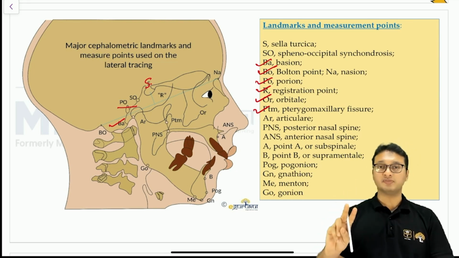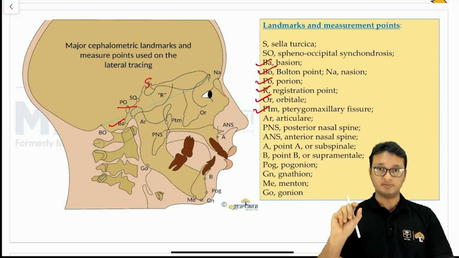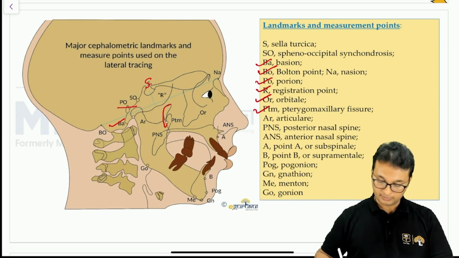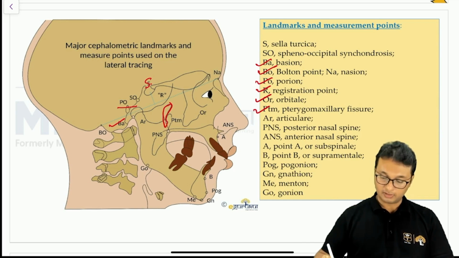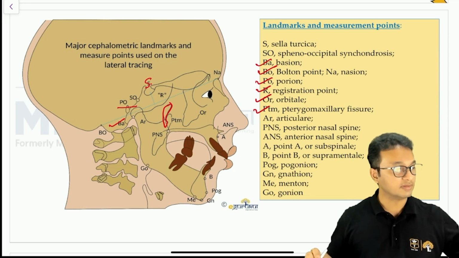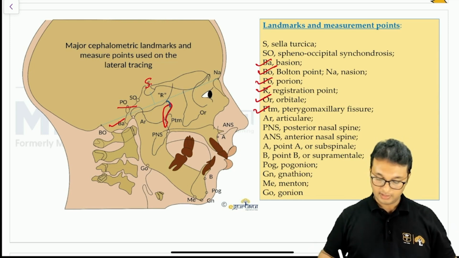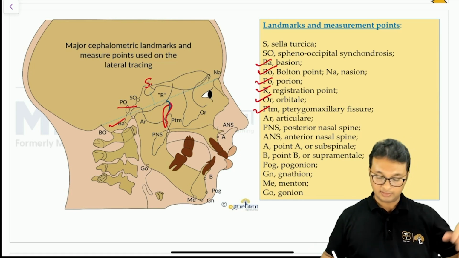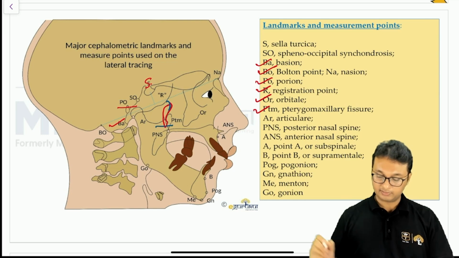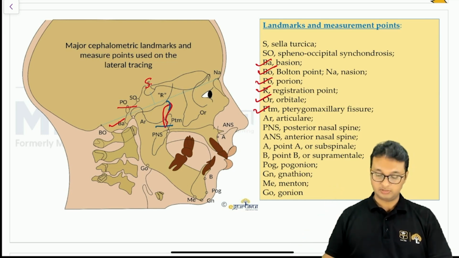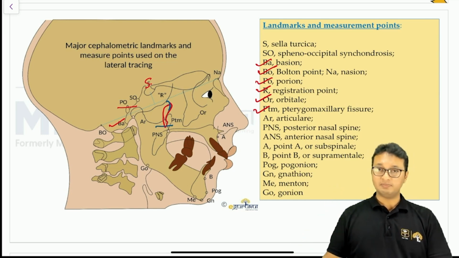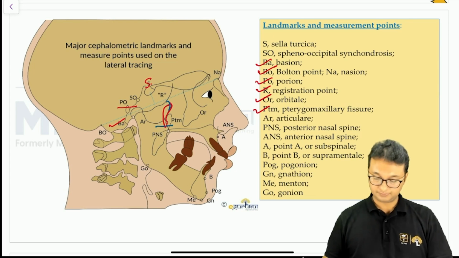Actually, there are two schools of thoughts. One is the 11 o'clock position of the pterygomaxillary fissure. This is the PTM. So one school of thought says that the PTM point is somewhere over here, whereas the other school of thought says that the PTM point is somewhere at 6 o'clock position. So both are right, but for simplicity's sake, we'll take the PTM point to be present at 6 o'clock position.